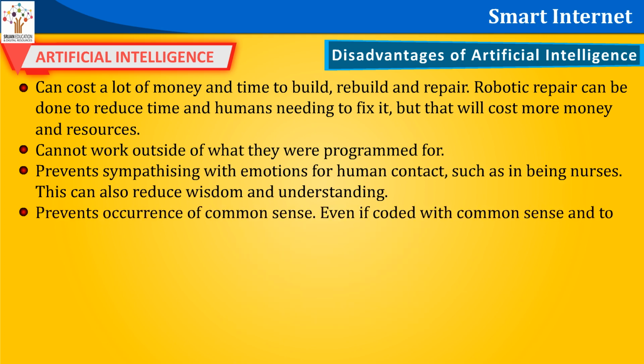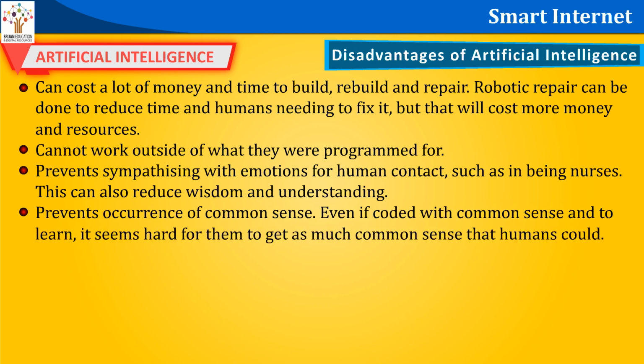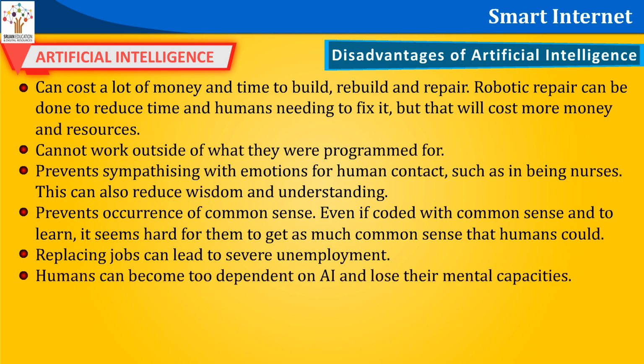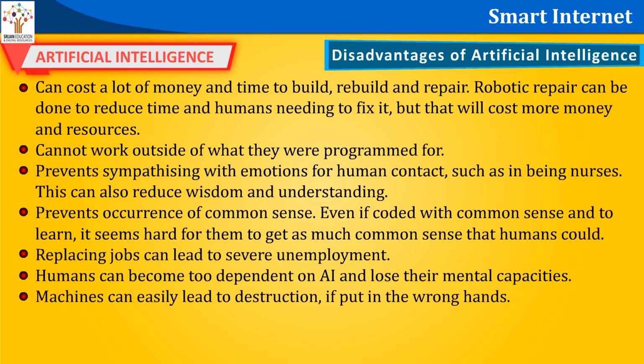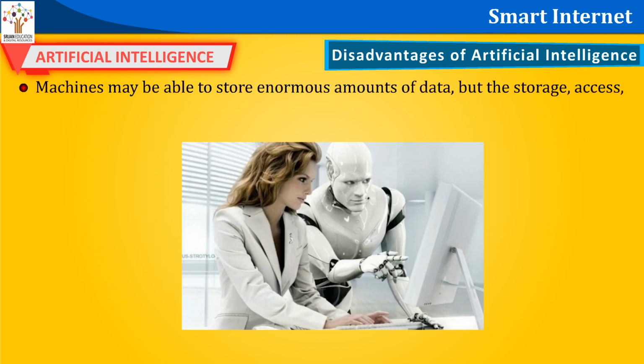Prevents occurrence of common sense. Even if coded with common sense and to learn, it seems hard for them to get as much common sense that humans could. Replacing jobs can lead to severe unemployment. Humans can become too dependent on AI and lose their mental capacities. Machines can easily lead to destruction if put in the wrong hands.